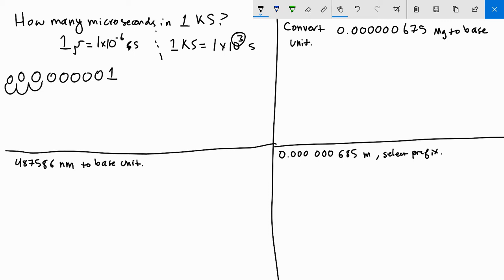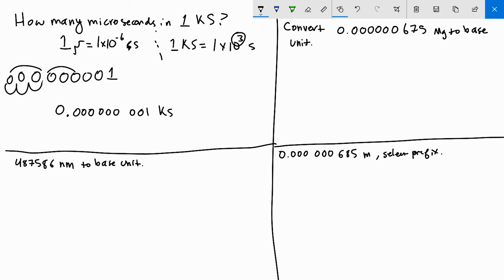So that means I'm going to be left with 0.000000001. So 0, then 1, 2, 3, 4, 5, 6, 7, 8 zeros, and then our 1. Great. Now we've got this in kiloseconds. But you're not going to want to write this the entire time, so we are going to move our decimal over again and put this in scientific notation.